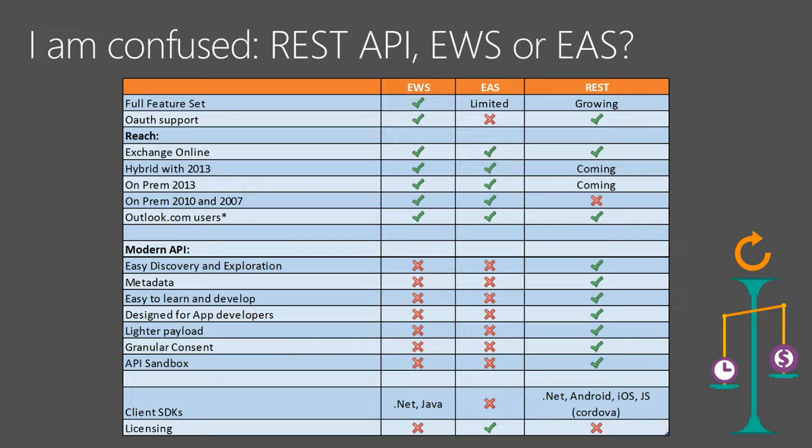EWS has really good reach. We're working for REST to get to the same place. With REST, we already have it available in Exchange Online, and hybrid and on-premises coming. We're obviously not going to do anything with 2010 or 2007. So if you either have 2010 on-premises, which I know is a pretty large footprint, or if you're developing an app catering to that audience, then for now you have to use EWS, and it'd be hard for us to port all the REST API work back that far.